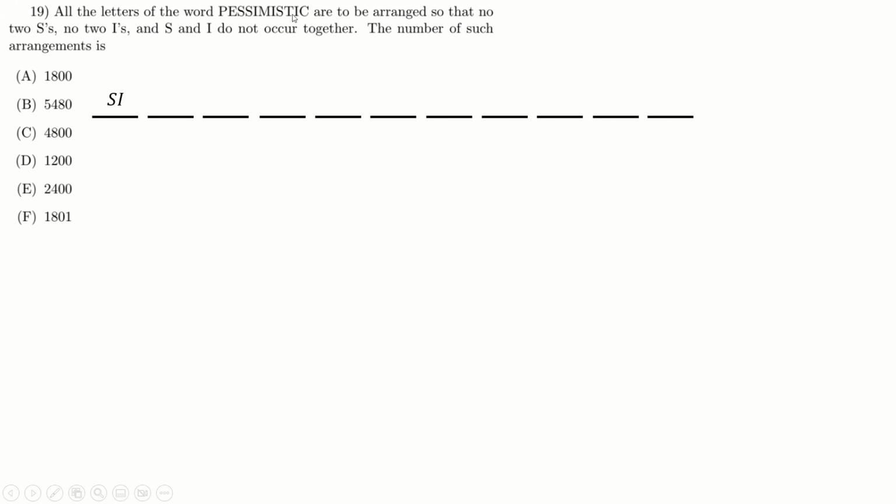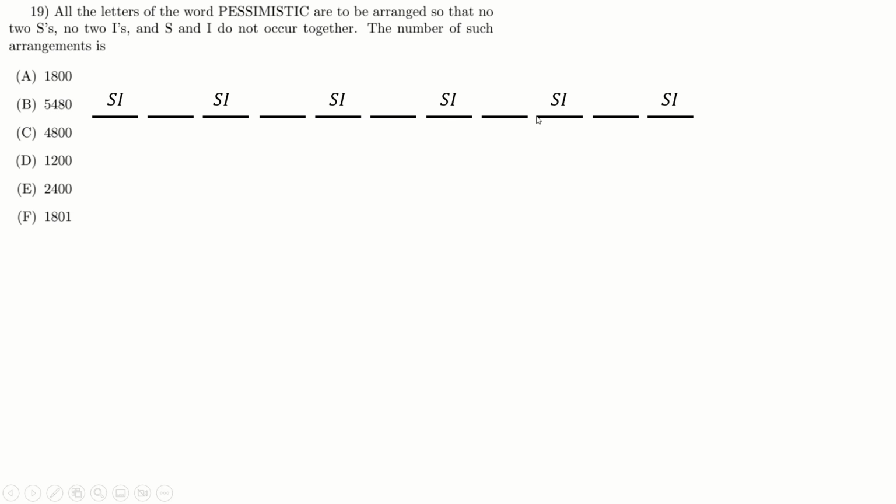Sorry, not S, T or C. And then an S and I again, then one of those non-repeating ones, then S and I, and so on. And this is the only way you can make it work. So it goes S/I, whichever one you want, followed by one of the singular ones, followed by an S or an I, and so on.